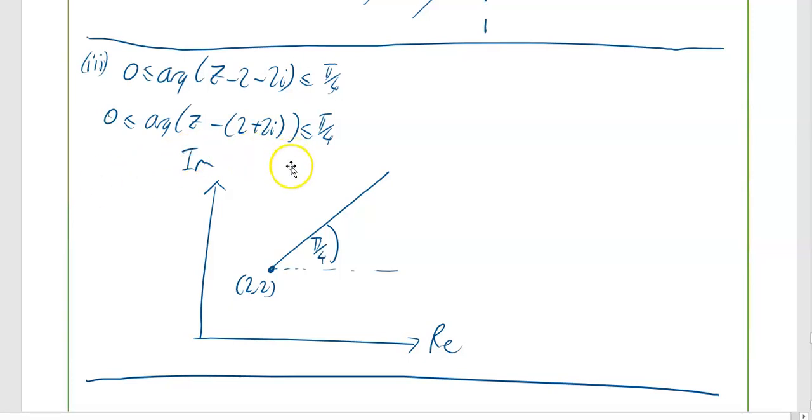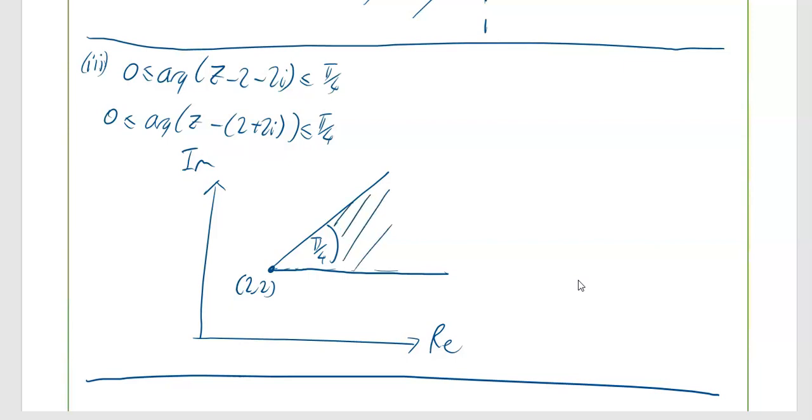But now we have to think of the inequality and what it means. I want the argument to be all the way from 0 up to pi over 4. That basically means the gradient is from 0 up to 45 degrees, or pi over 4. I'm allowed this line, so this is going to be a solid line. And we shade everything in between as well. So that's really what this should be: we've shaded everything in between, and that's it.